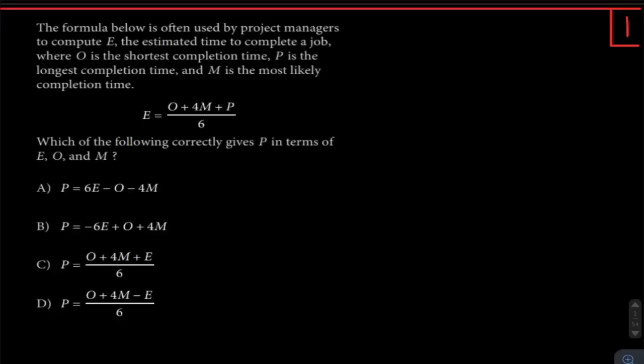So, first problem here says that the formula below is often used by project managers to compute E, the estimated time to complete a job, where O is the shortest completion time, P is the longest completion time, and M is the most likely completion time. And we're given the equation that E equals O plus 4M plus P all over 6. It says, which of the following correctly gives P in terms of E, O, and M?